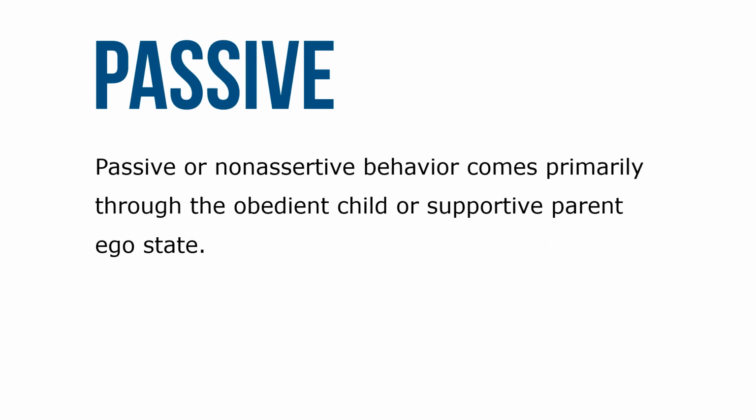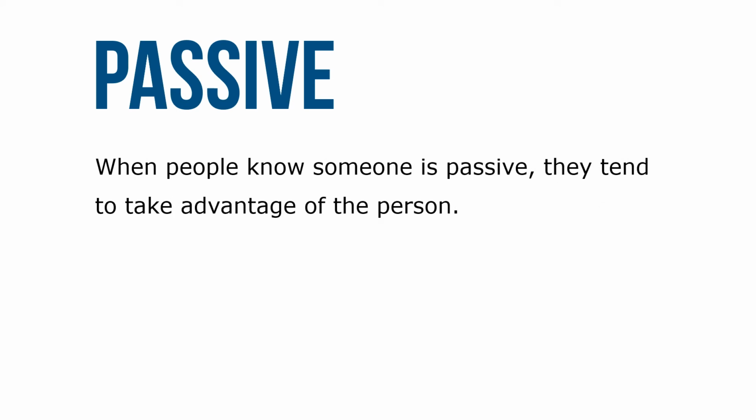Passive or non-assertive behavior comes primarily through the obedient child or supportive parent ego state. Passive behavior is an avoidance of behavior or an accommodation of the other party's wishes without standing up for one's own rights. Passive people tend to deny the importance of things. When people know someone is passive, they tend to take advantage of the person. They make unreasonable requests, knowing the person can't say no. When the passive person does speak, others tend not to listen and tend to interrupt.